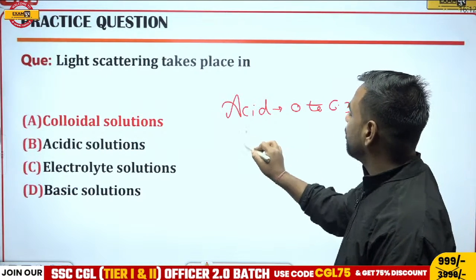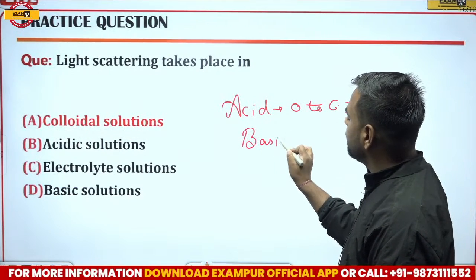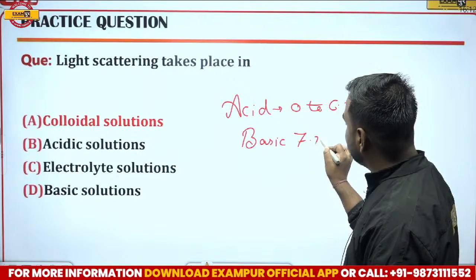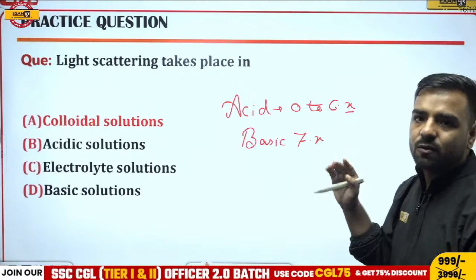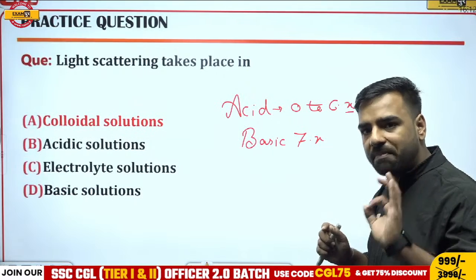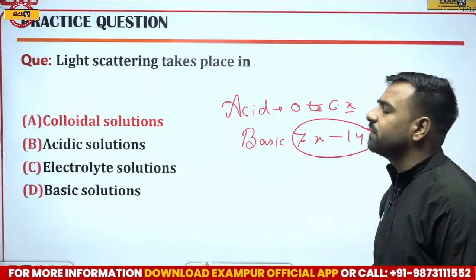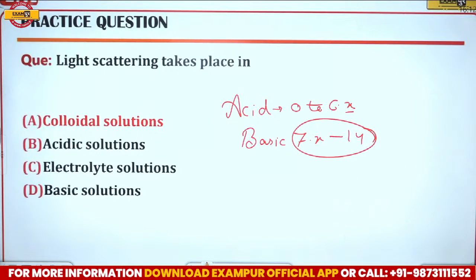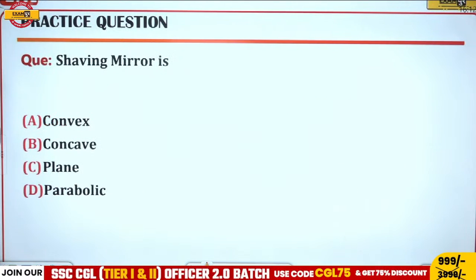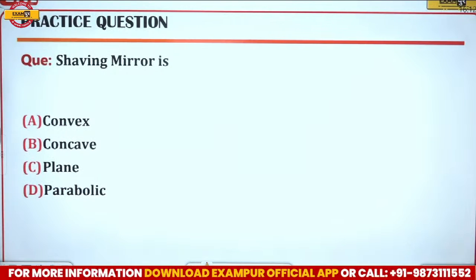In the similar manner, if I'll talk about a solution to be basic in nature, it can be 7 point anything, apart from 0, any value till 14. So it would be basic, and for a neutral part we say that it's exactly 7. Okay, so next we have shaving mirror is what? So is it convex, concave, plane, or parabolic?